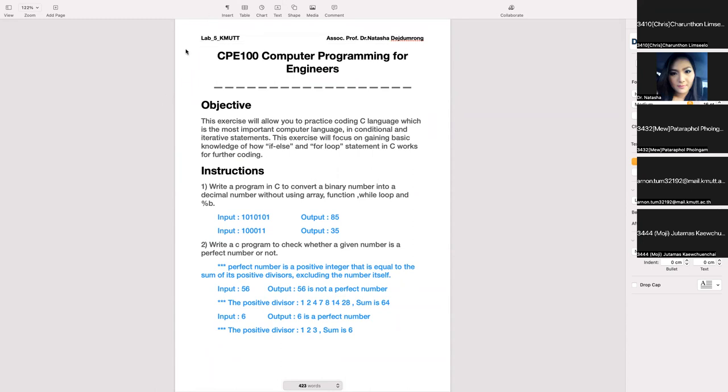Yes, you can ask me. For the first problem, question number 1, can I use a for loop? Yes. I asked you to use a while loop, but the reason is that I asked you to use only a for loop. That is the main reason. So can I use a for loop or not? Yeah, you can use a for loop. Thank you very much.